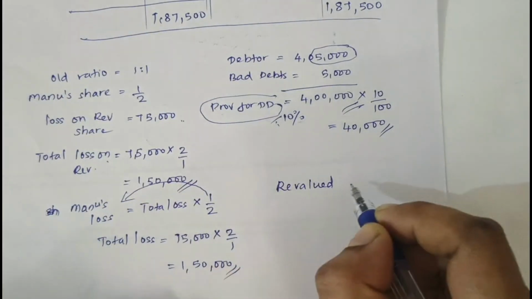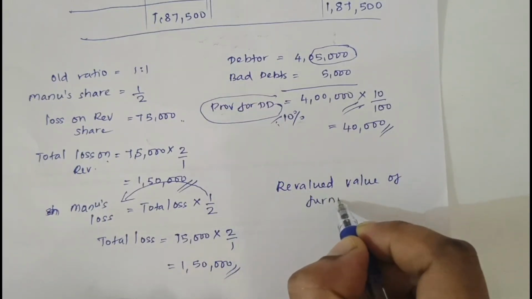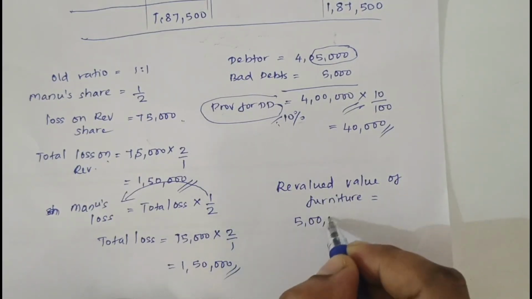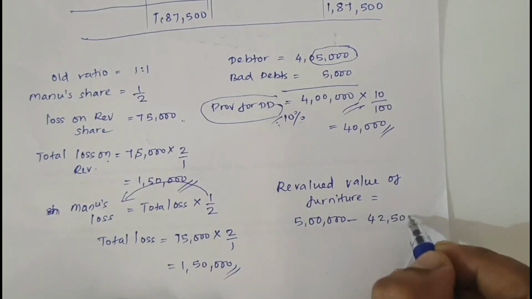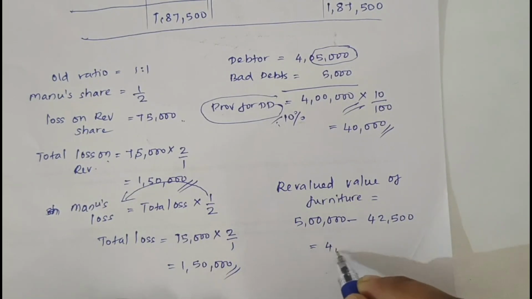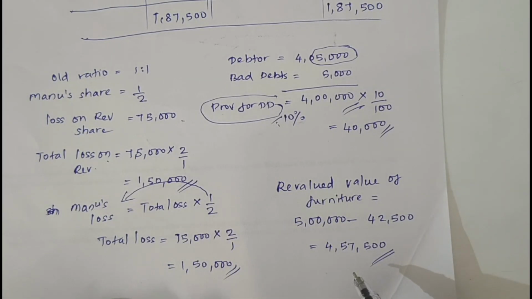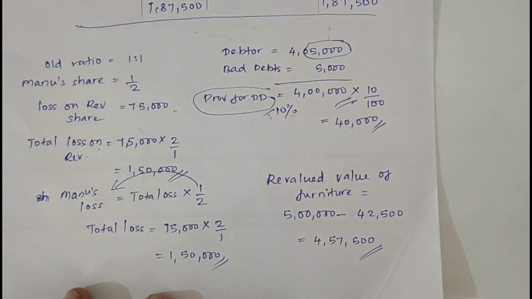So the revalued value of furniture is 5 lakh minus 42,500, that is 4,57,500. This is the changed value of furniture. This is the new value of furniture after the revaluation. That's it.